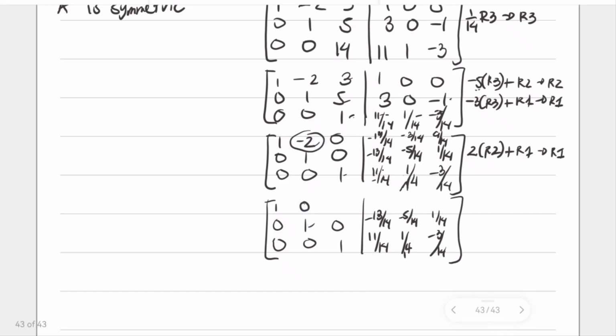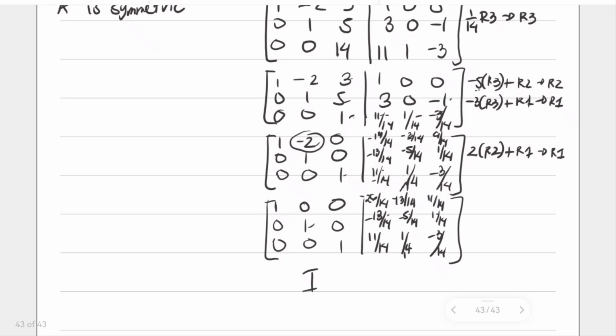Okay? So we already completed this one here to become identity, and let's find out what is the inverse on the other side, and hopefully this is symmetric. 2 times negative 13 is negative 26 over 14. Next, 2 times negative 5 is negative 10 here, and then negative 3 is negative 13 over 14. And finally, 2 times 1 over 14 is 2 over 14 plus 9, 11 over 14.